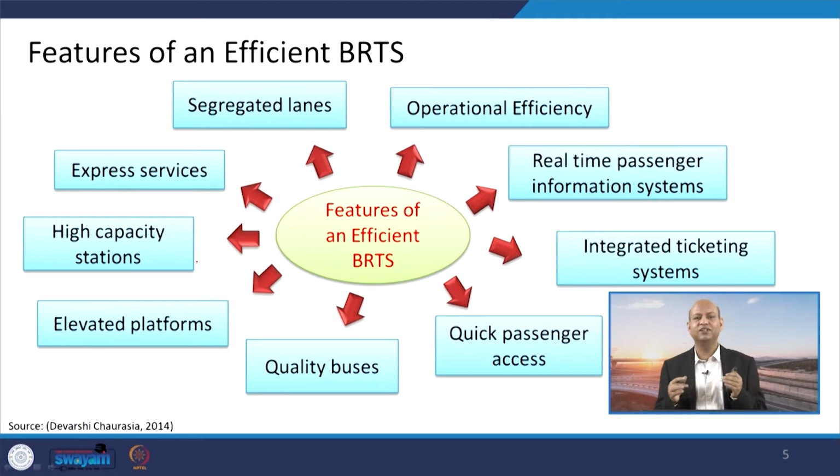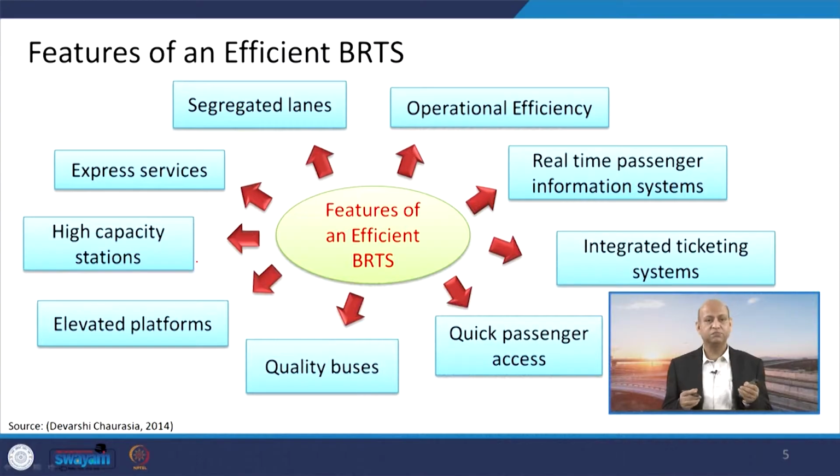Then an integrated ticketing system, meaning if one has purchased a ticket or card, it should be applicable not only to the BRTS but also to other related transportation systems, because after leaving the bus, one would like to go home or to some office. There are autos or other small buses. Can that ticket work on those? Otherwise people have to waste time buying tickets, and a lot of time is lost. If integration is there, we can save a lot of time.